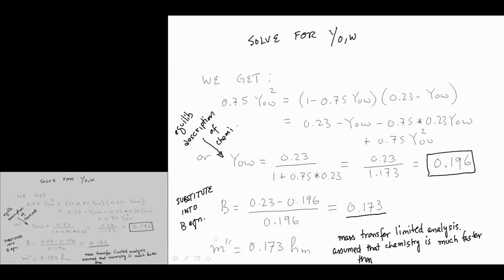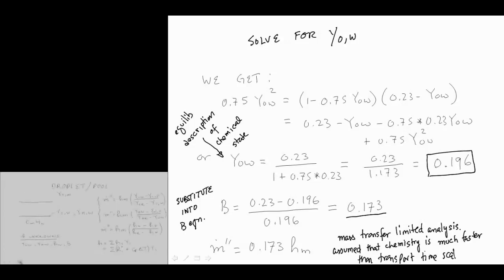It's not an evolution anymore because it's a steady state. It's equilibrium, but it's an equilibrium description of the chemical state. So again, it's mass transfer limited. Chemistry is much faster than transfer or transport scales, and so it's transport limited. So once I know this transport process, I can determine what this mass flux is.